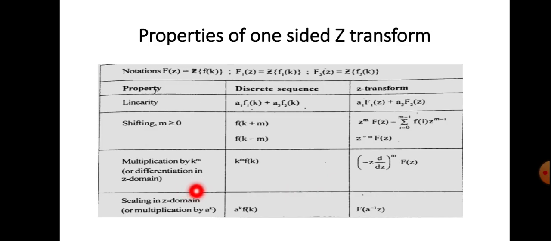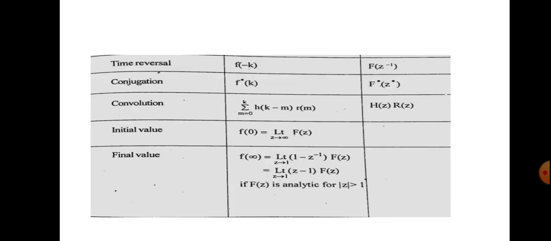Next is scaling in the z domain, or multiplication by a raised to k, that is a raised to k into f of k will have the form in the Z transform as F of a inverse z. So you should remember all these formulas. You can apply them in doing the problems. Next property is time reversal, that is f of minus k results in the Z transform F of z inverse.